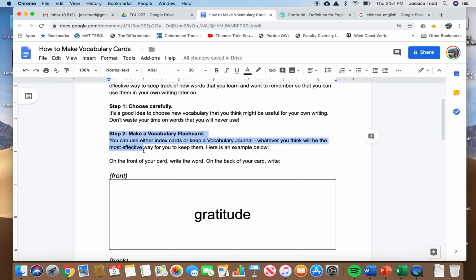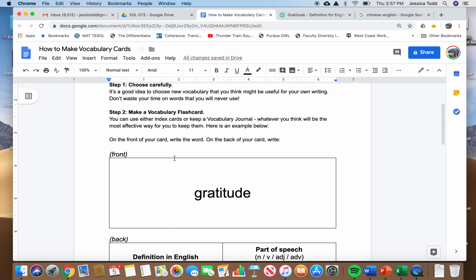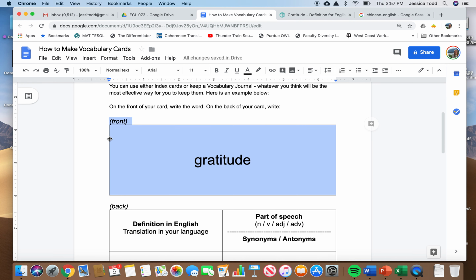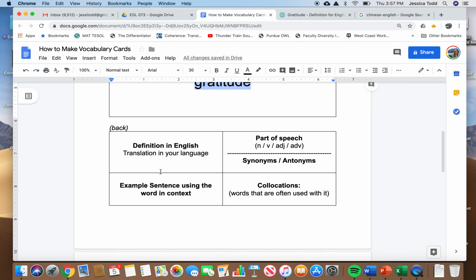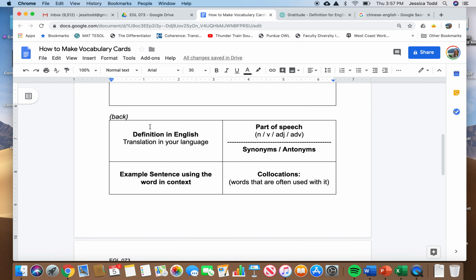So after I've chosen the word, I'm going to make a vocabulary flashcard. On the front of the index card, you're going to write the word really big, just like I did here. Then you're going to flip the card over, and on the back, we're going to fill out this information. So let's do it together.